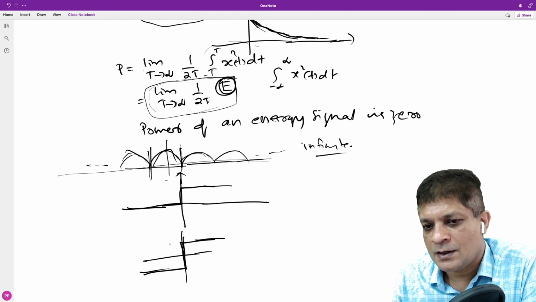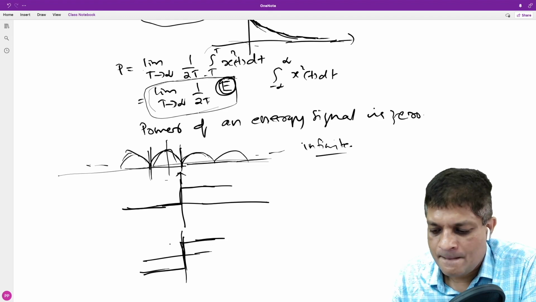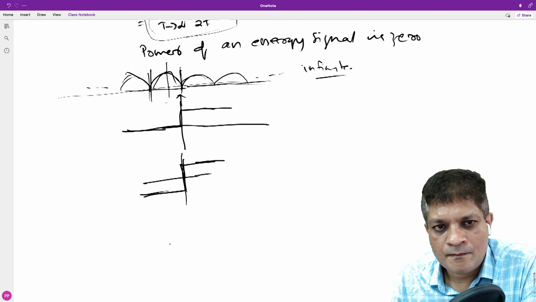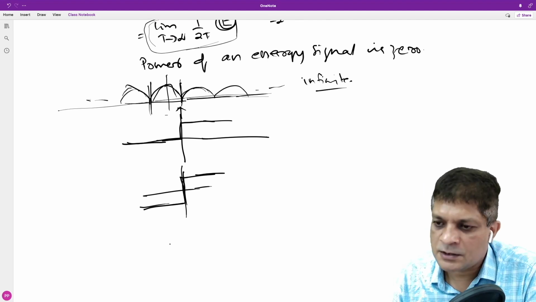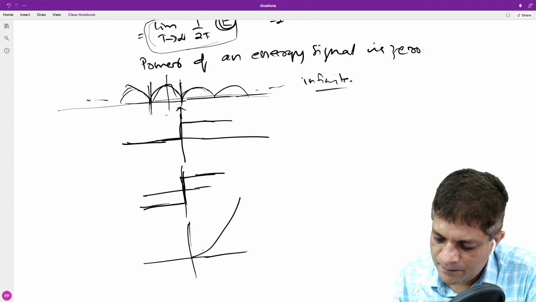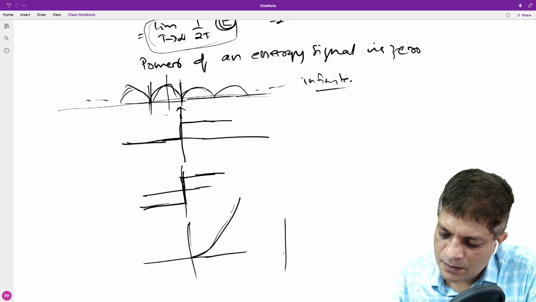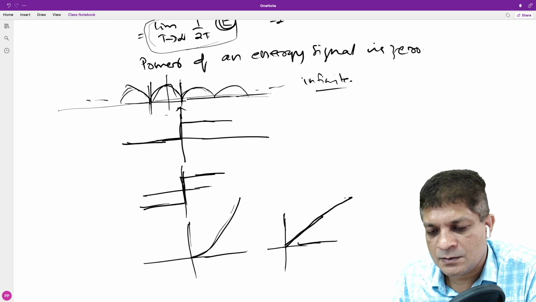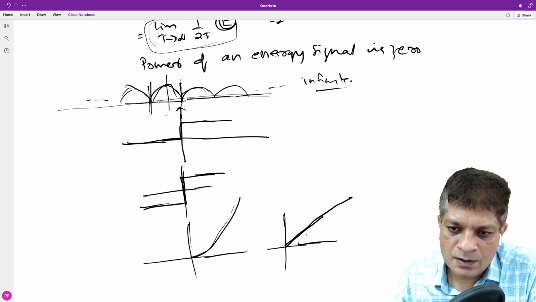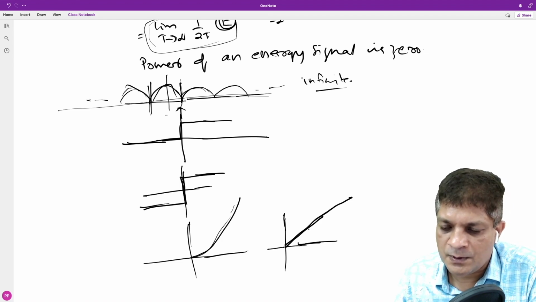Now, can you give an example of a signal that is neither energy signal nor power signal? Exponentially increasing function. It is not a power signal and also not an energy signal, isn't it? A simple example is a ramp function, linearly increasing. Here both energy and average power are infinite. So they are neither energy signals nor power signals.